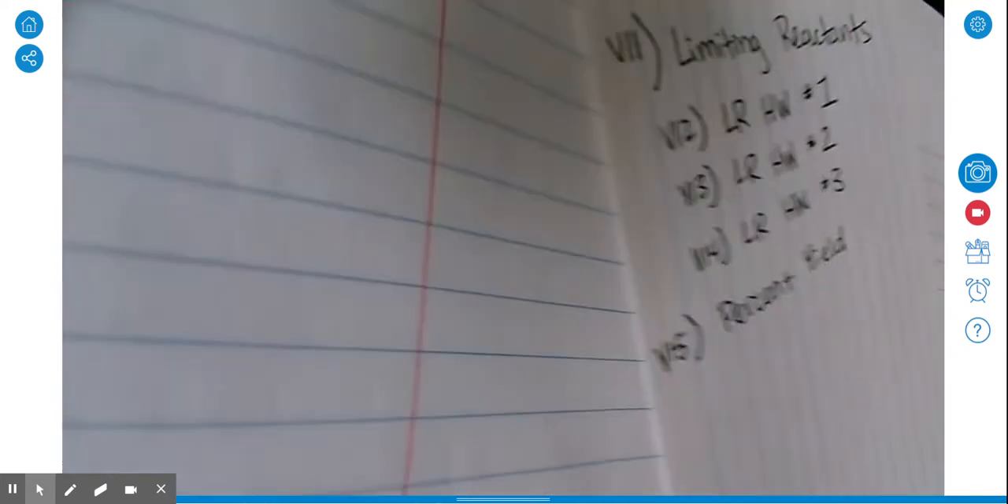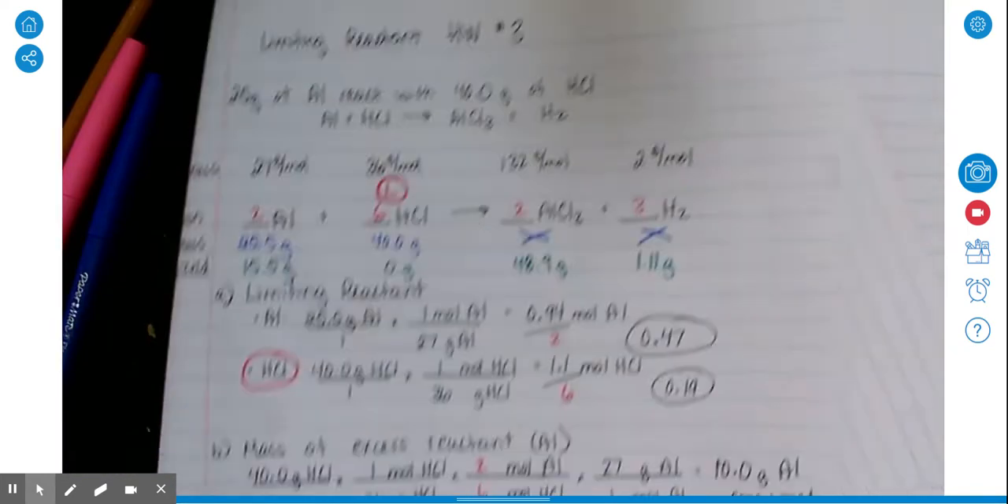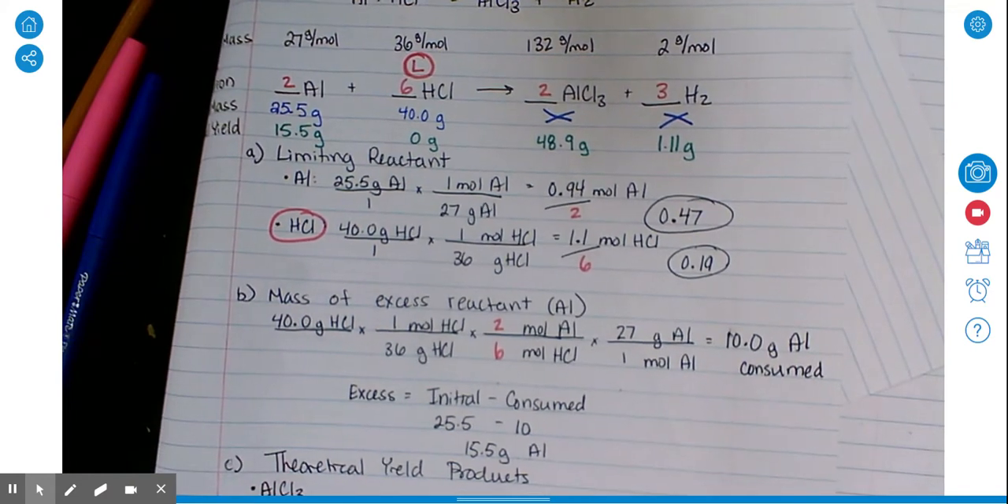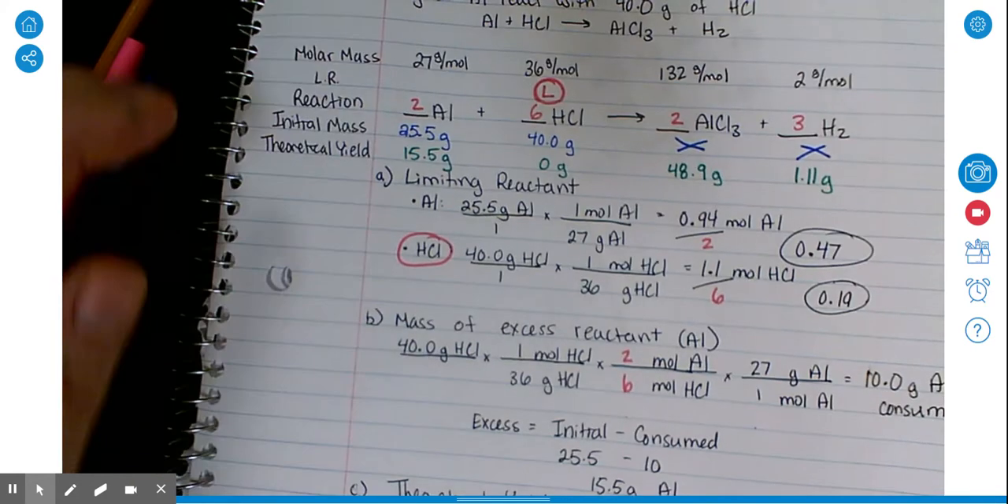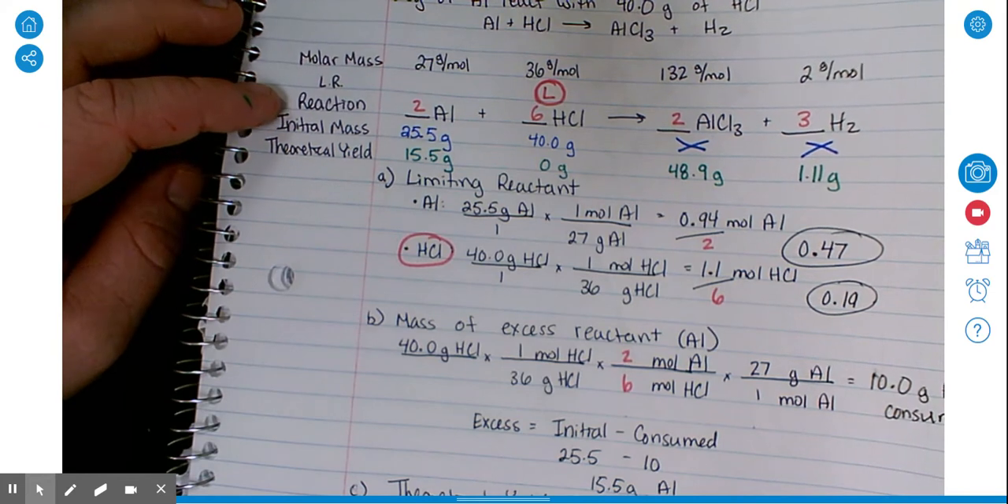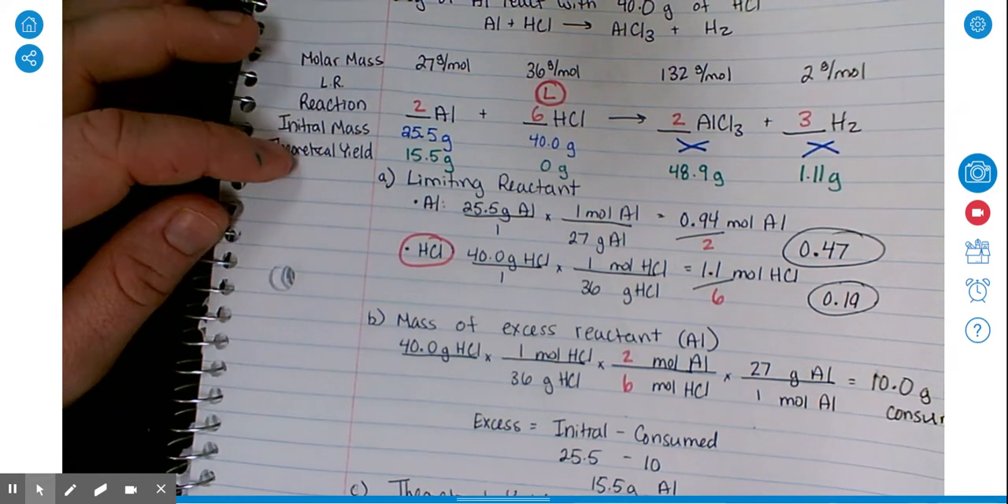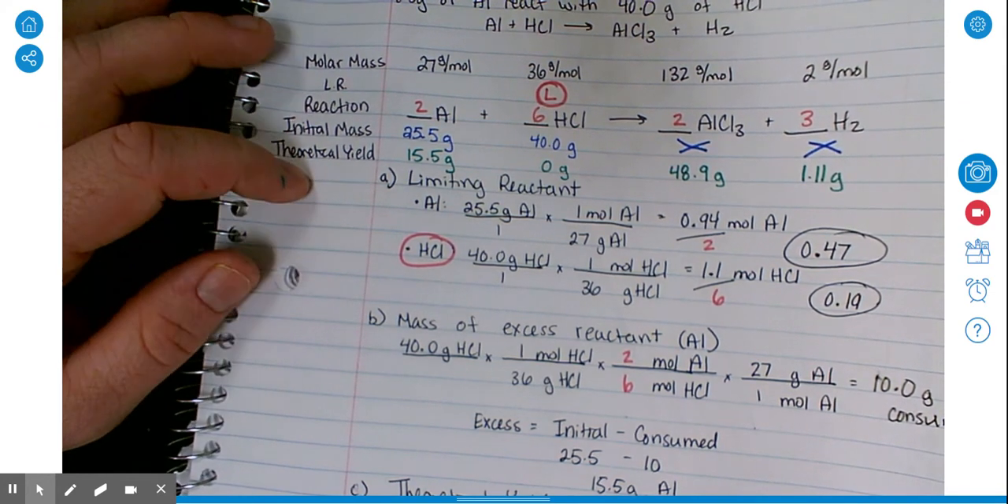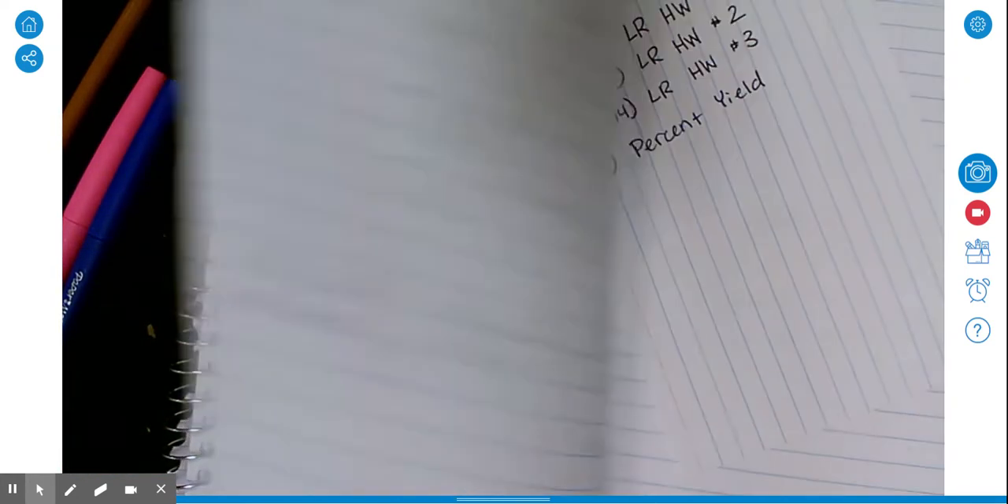So I'll go flip back. Last thing I have in my notes was homework sheet number 3. Still going to calculate molar mass, limiting reactants, using the reaction and the initial masses. Get the theoretical yield. You're just going to add one more line and calculate a percent yield.